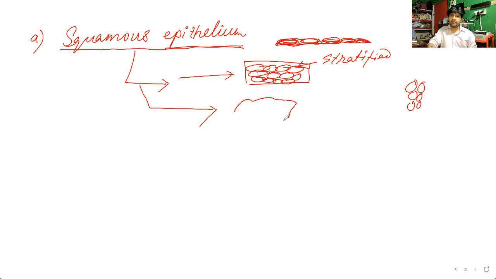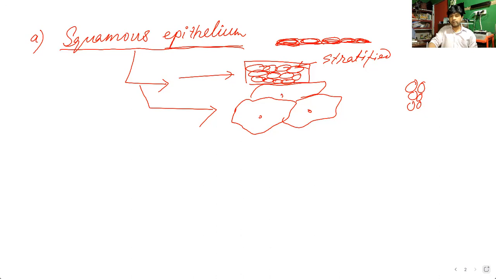then you will get the shape of the cell is irregular. They do not have a proper definite shape. They are irregularly arranged like this. No regular shape is there. One nucleus is there like this. This is the squamous epithelium.